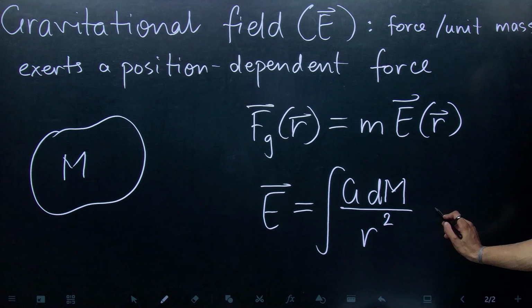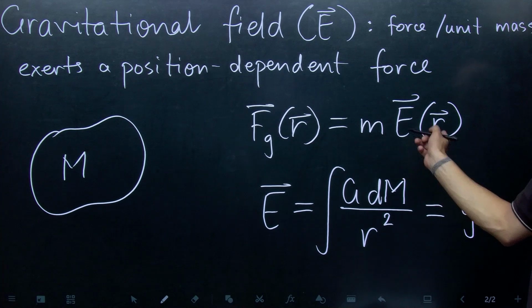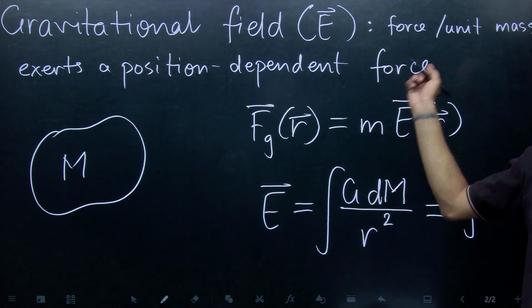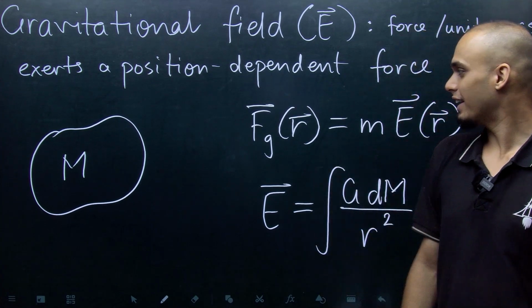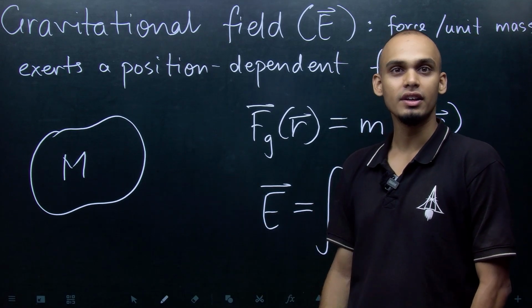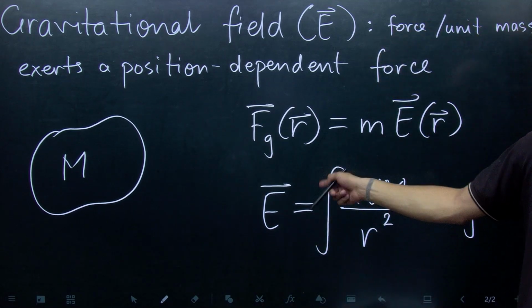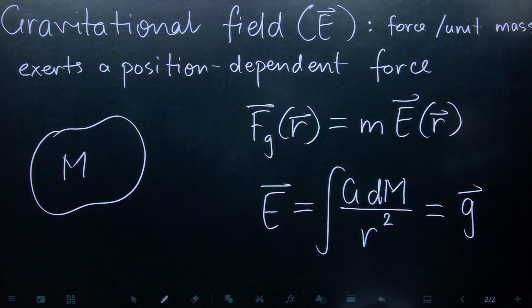This is also defined as the acceleration due to gravity at that particular point. Acceleration due to gravity is simply GM by r square, the gravitational field at that point. Why? Because force per unit mass is simply acceleration. If we consider any point object at some distance from it, the acceleration that object will experience at that point will simply be the value of the gravitational field at that particular point, right?